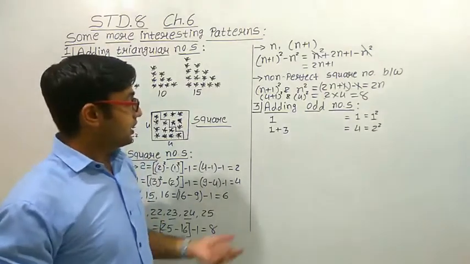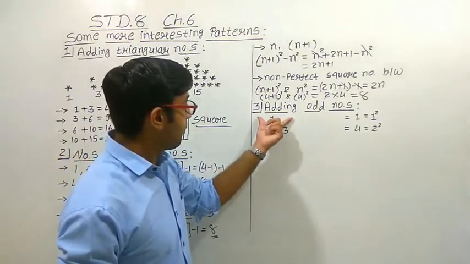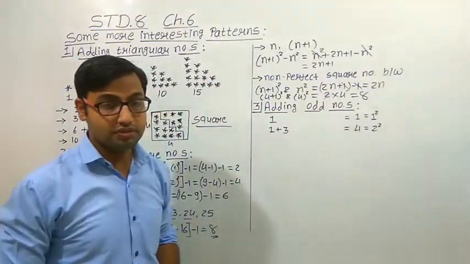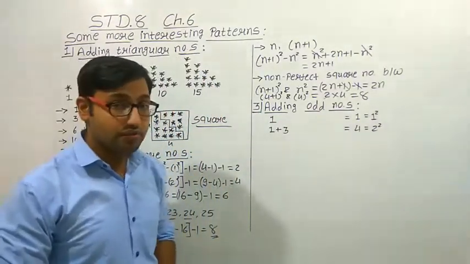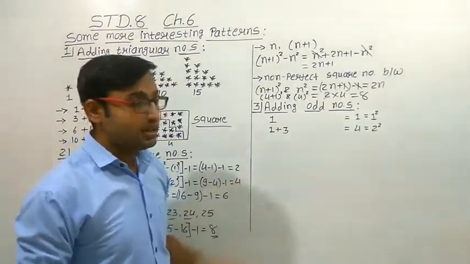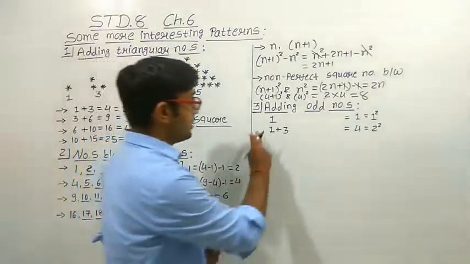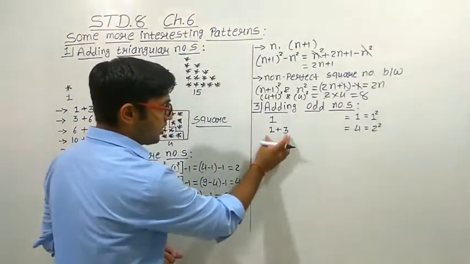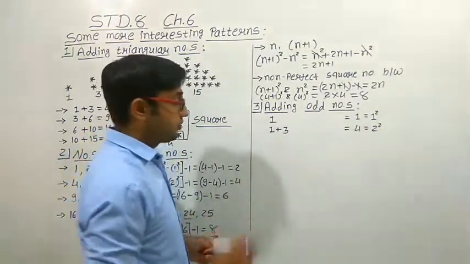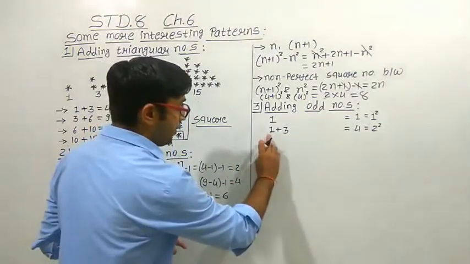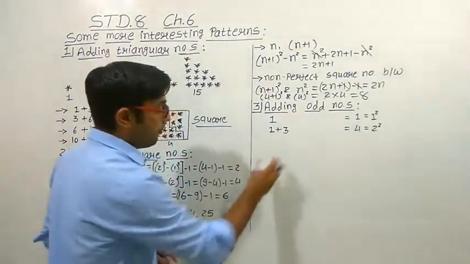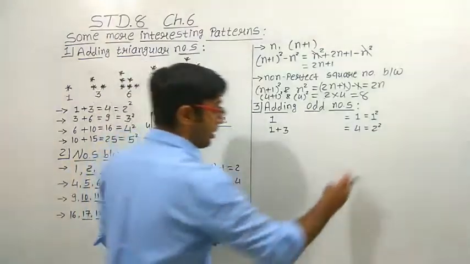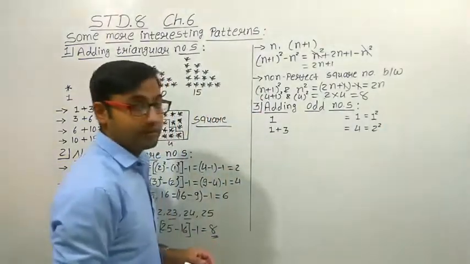Okay, let us study the third property, that third pattern, that is adding odd numbers. So what is the first odd number in the natural number set? 1 is the first odd number, and 1 is what? 1 square. Okay. Consider the first two odd numbers, 1 plus 3, and 1 plus 3 is what? 4, and 4 is a perfect square number, that is of 2 square.